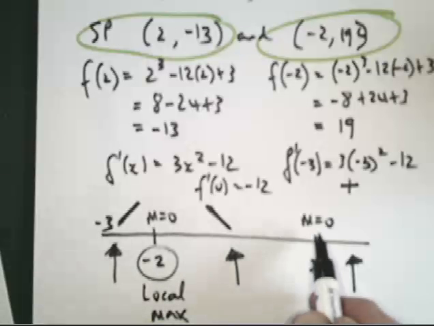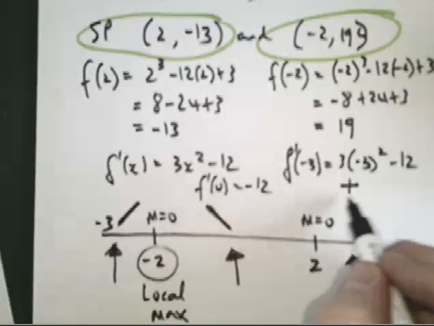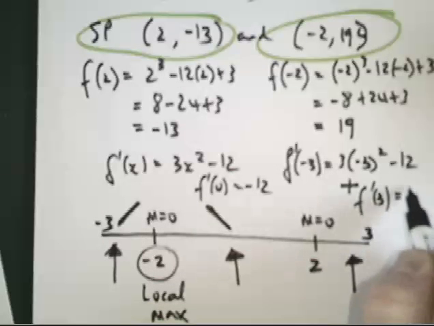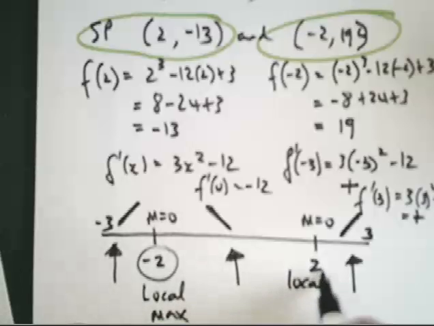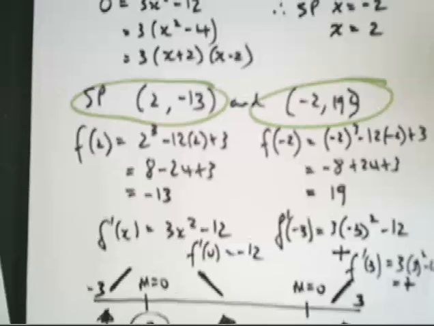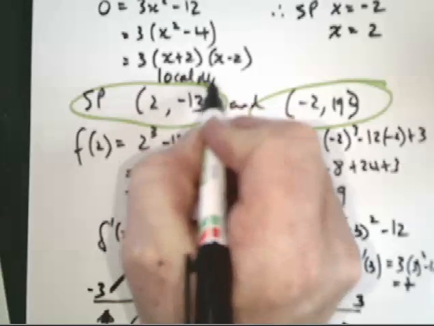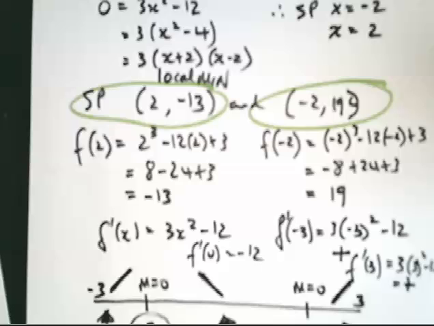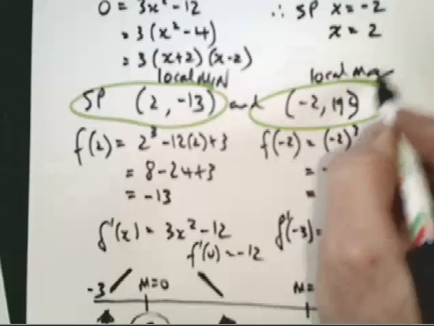I know that at 2 it's equal to 0. So if I choose x equals 3, f'(3) equals 3 × 3² − 12. That's also positive. So I can see that this is going to be a local minimum. So my stationary point (2, −13) is a local minimum, and my stationary point at (−2, 19) is a local maximum.